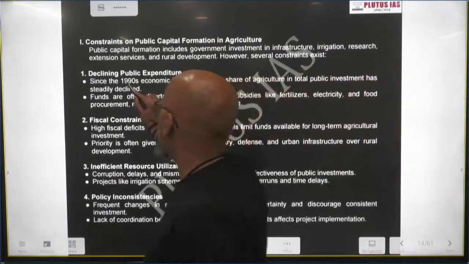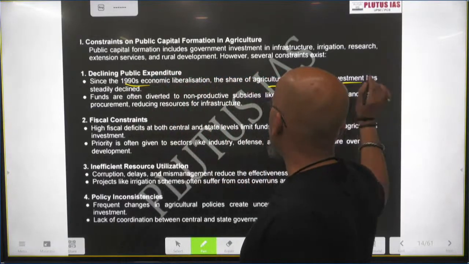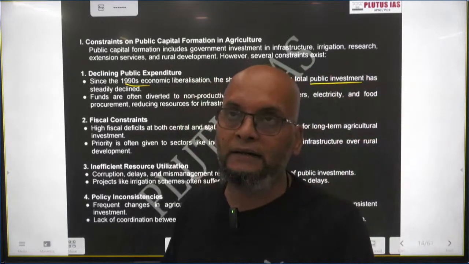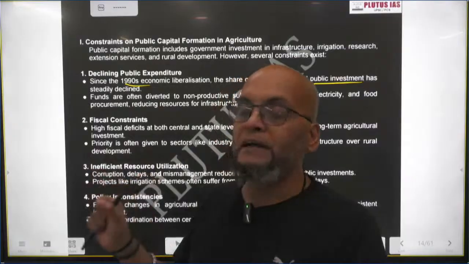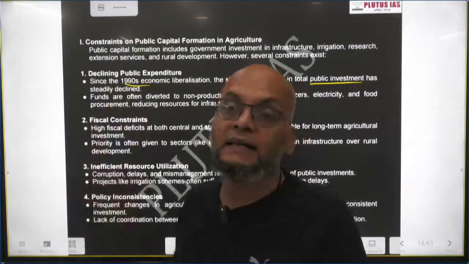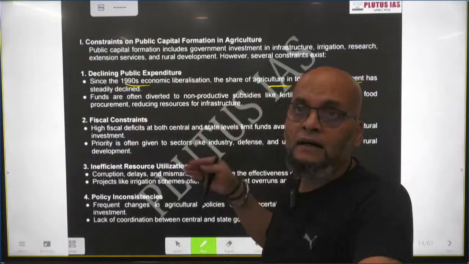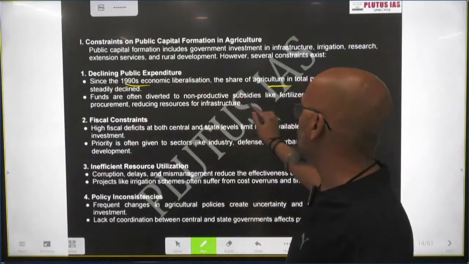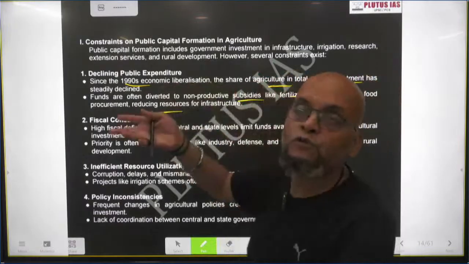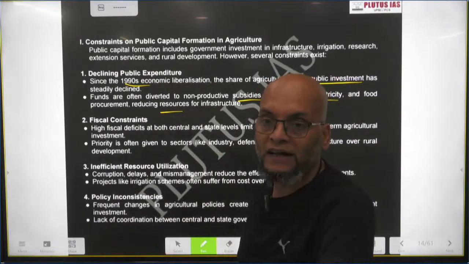So starting from the 1990s itself, the share of agriculture in the investment done by government, the percentage government used to contribute out of its total investment in agriculture, is declining. Getting my point? The funds that are provided by government now go for subsidies, for fertilizer, for electricity, for food procurement, rather than developing the infrastructure of agriculture.